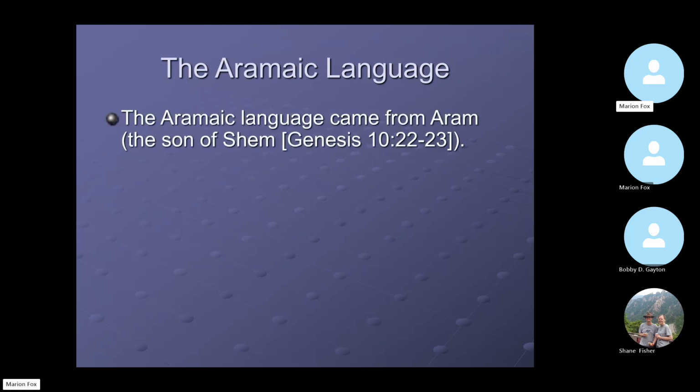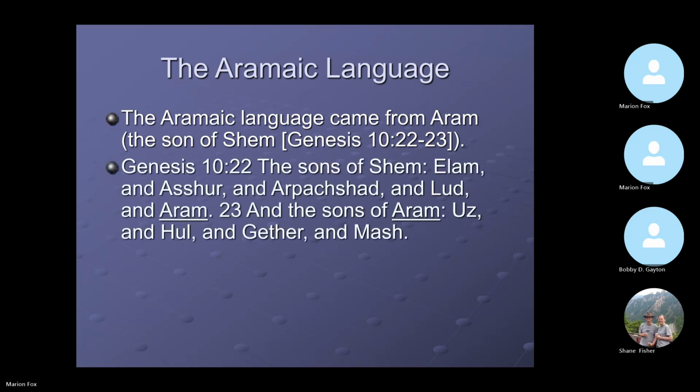Aramaic languages came from Aram, the son of Shem. Genesis 10:22 through 23: The sons of Shem, Elam and Asshur, and Arphaxad, and Lud, and Aram. These are his sons. And the sons of Aram, Uz, and Hul, and Gether, and Mash. So the Aramaic language, best we can tell, comes from Aram, the son of Shem. Of course, this happened when we got the Tower of Babel and God confounded the languages to scatter the people.